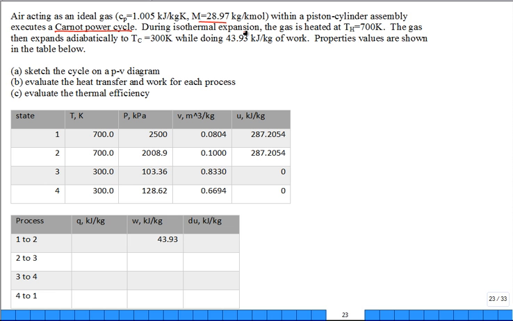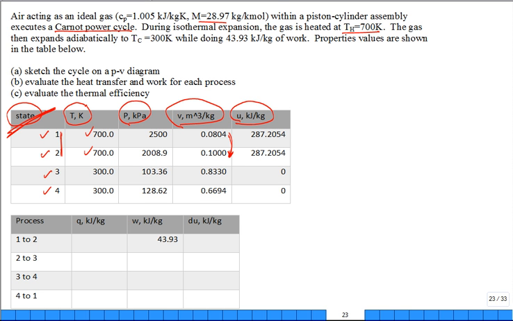So during the isothermal expansion, the gas is heated at 700 Kelvin. Here's a table of states. And so state 1 is at 700 Kelvin. State 2 is at 700 Kelvin. 1 to 2 was my isothermal constant temperature, and the volume increased expansion. It's being heated. So sometimes it's very helpful to make a table of your states and list the properties. So state 1, state 2, state 3, state 4. This property is important. Temperature in Kelvin, pressure in kilopascal, specific volume, meters cubed per kilogram, and internal energy.